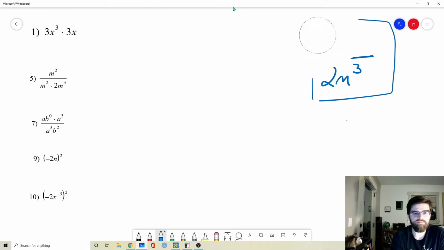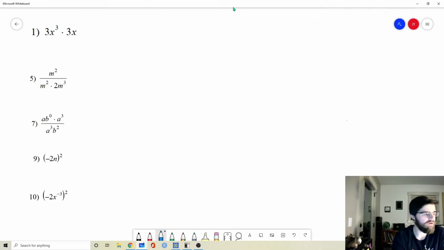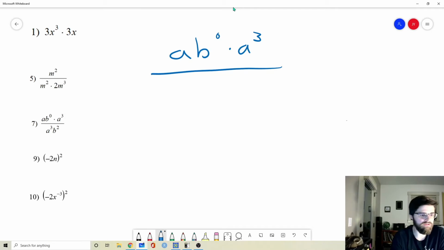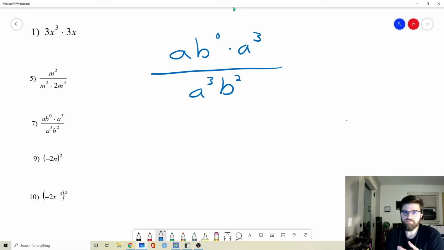All right, moving on. On this one I've got a bunch of stuff going on. I've got a times b to the 0th times a cubed, all over a cubed times b squared. The first thing that jumps out is I have a b to the 0th power. One of our properties we didn't talk about just now, but we did talk about in class, is that anything to the 0th power is equal to 1.